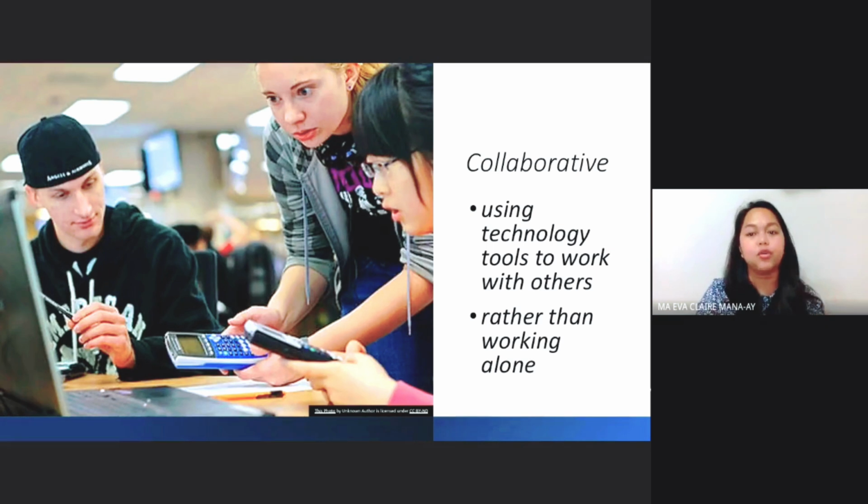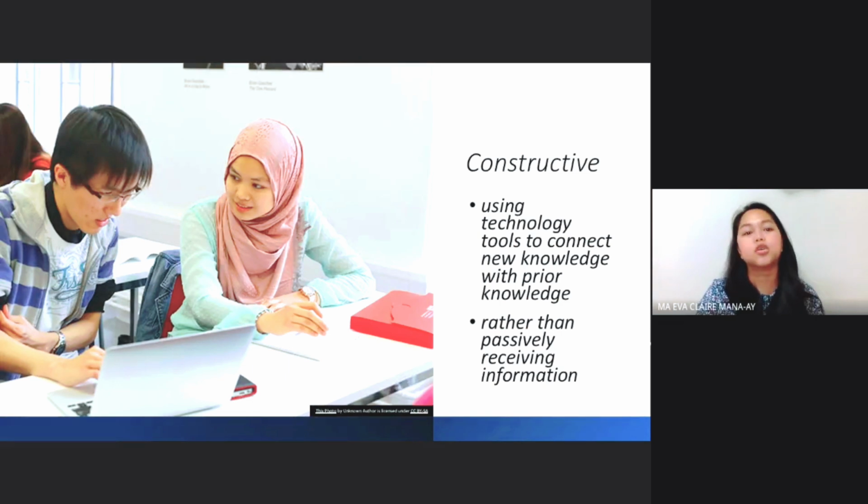This one is the use of technology tools to, of course, work with others. You are working with others, hence the term collaborative. Okay, you are working with other people rather than working alone. And of course, you need to remember that you should be using a type of technology so that you can call it collaborative level of learning environment. Okay, so that's collaborative. Next one is constructive.